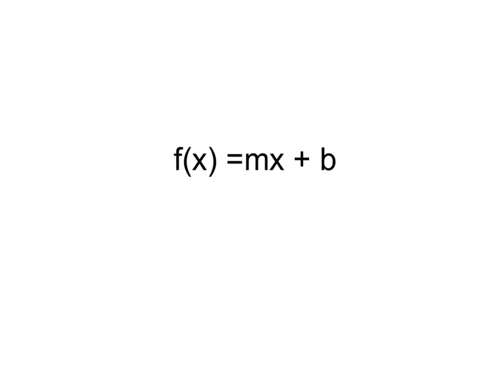Before we move any further, let's dissect the equation f of x equals mx plus b. In this linear function, it has one independent variable and one dependent variable. The independent variable is x, and the dependent variable is y. Or, as we have on the screen, f of x.